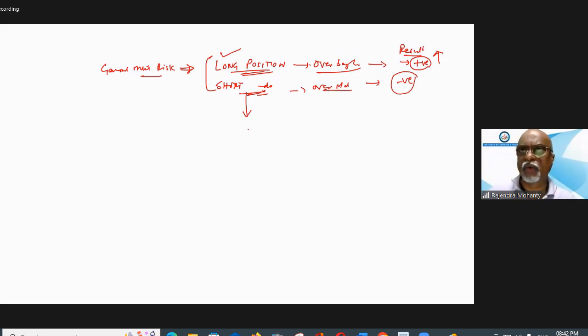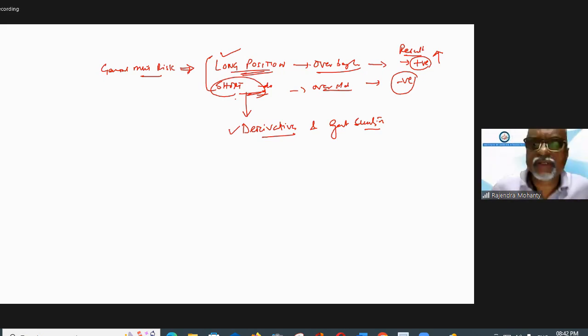Short position is only allowed for derivatives and government security. If they are government securities or derivatives, then the government allows the bank to have a short position. For other securities, it is not allowed at all. So in our market risk portfolio, there might be some kind of derivatives or government securities.